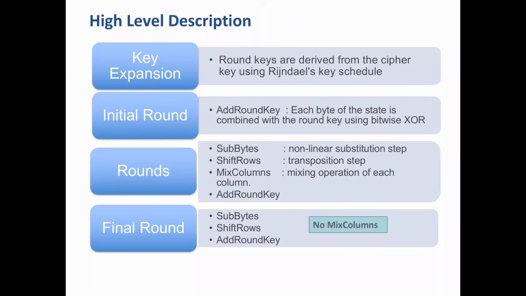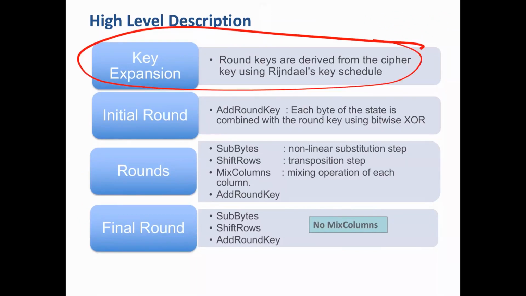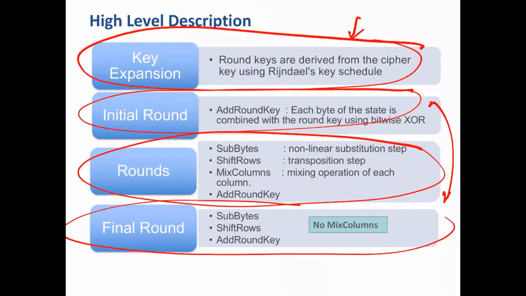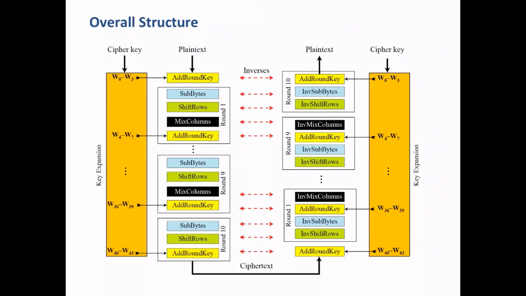The first thing we do is a key expansion. We said for one key we generate multiple sub keys, and there is an initial round, then multiple rounds, and then a final round. The initial and final rounds are different, and the intermediate rounds are the same. So first we generate sub keys from the main key.